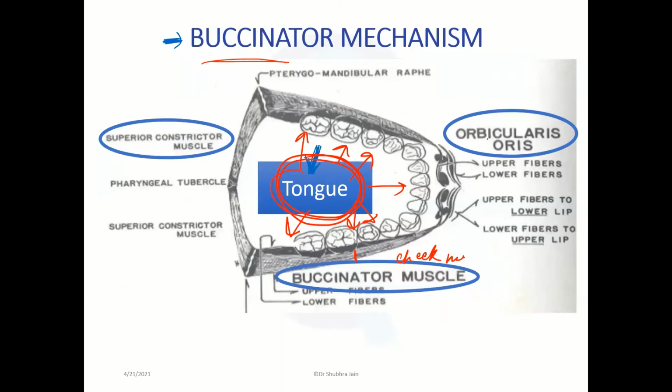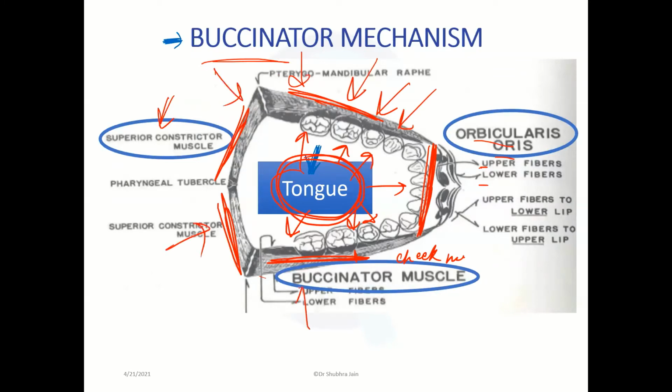In the anterior region, there is the orbicularis oris, which has upper fibers and lower fibers: upper fibers of the lower lip, lower fibers of the upper lip. So upper and lower fibers of the orbicularis oris muscle are in the front. Okay. On the sides, there is the buccinator muscle. And at the back, there is the superior constrictor muscle. So from all the sides, there are muscles which counteract the force of the tongue. Or we can say that all these muscles from the outside push inside, and their force is counteracted by the tongue.